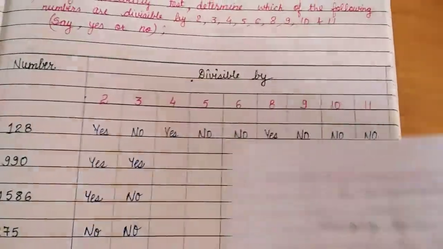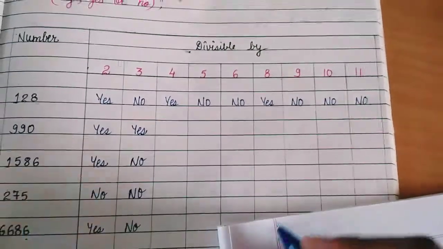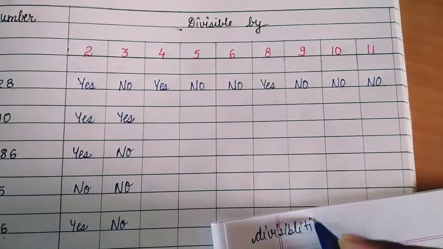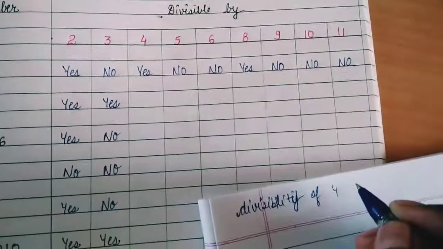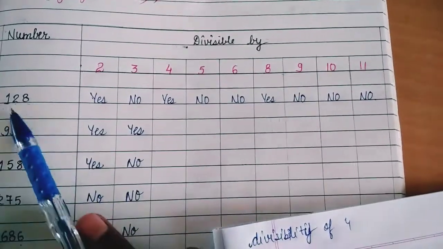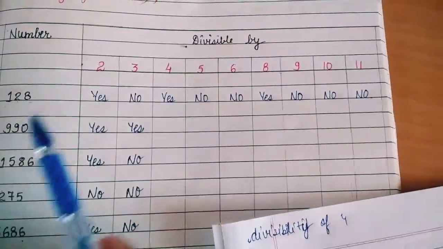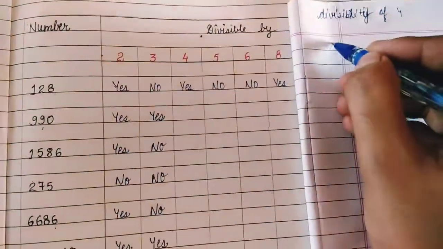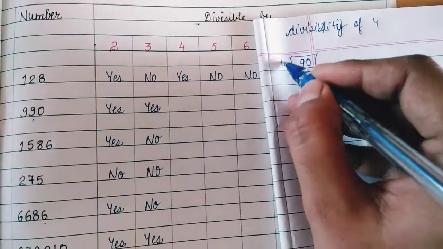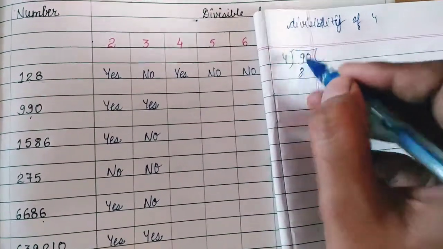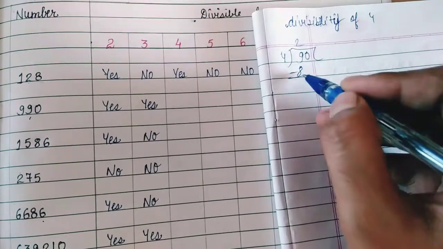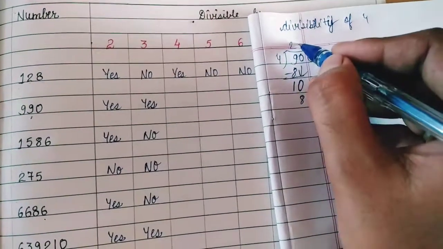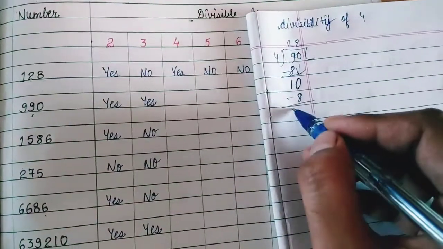Now we have to check the divisibility for 4. Simply for the divisibility of 4, we will check the last 2 digits. If the last 2 digits are divisible by 4, it means the complete number is divisible by 4. So the next number is 90. Simply, is 90 divisible by 4? 4 2s are 8. 9 minus 8, 1, and 0 comes down. Here we have 8. So that will come 2 times.